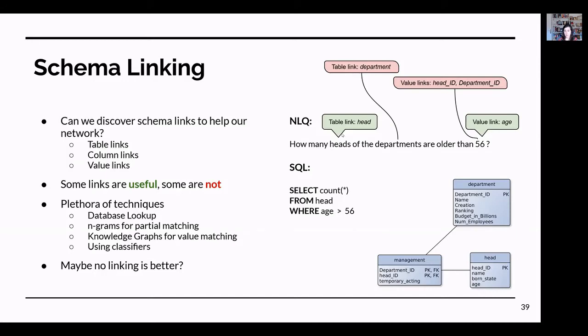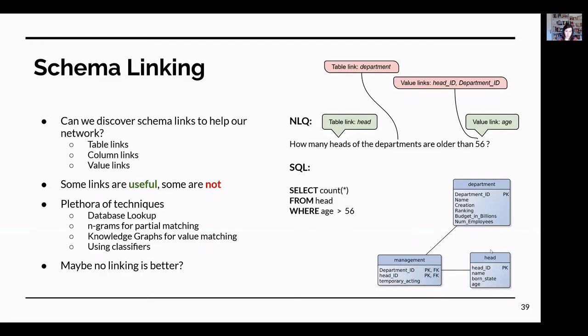So an easy case is heads here, which is very easily mapped to the underlying table head. This is a table link, and it's actually a correct one that will help us translate the query. A similar case is with 56 here, when we are able to map it as a value to the age attribute of this table here.